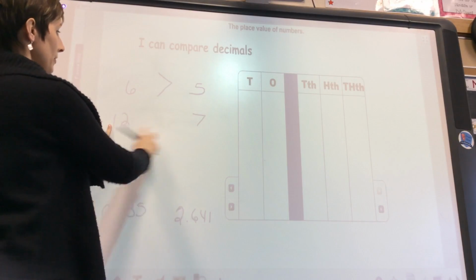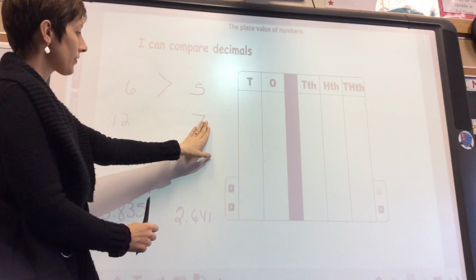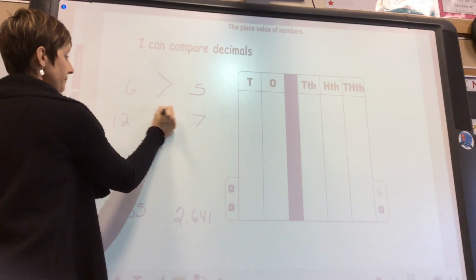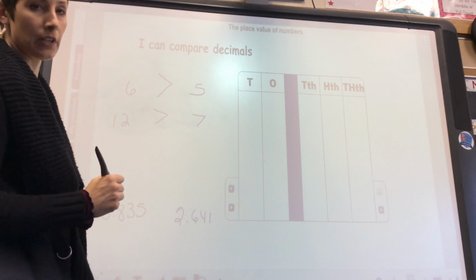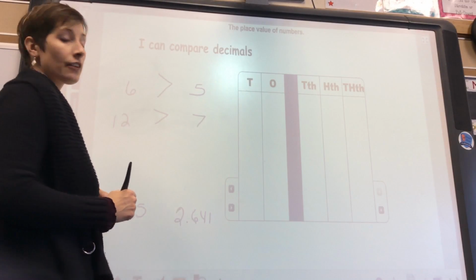You can also compare numbers of different sizes, of different place values. We have 1 digit, we have 2 digits, and we know that 12 is larger than 7. So again, we just point to the smaller number and eat up the larger number. If you look at a place value chart, sometimes this can be helpful.